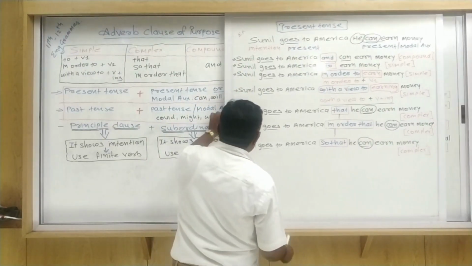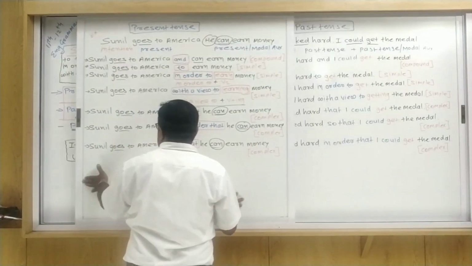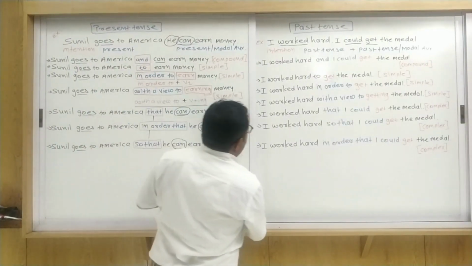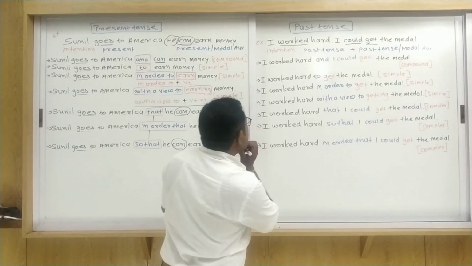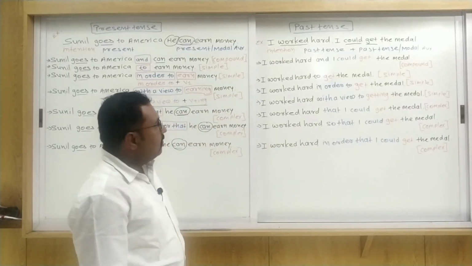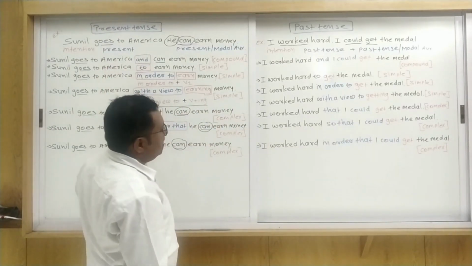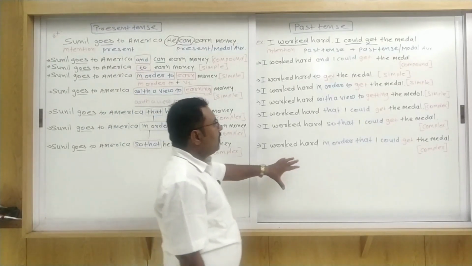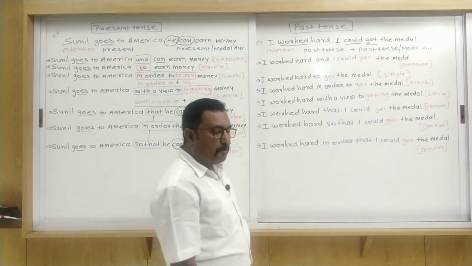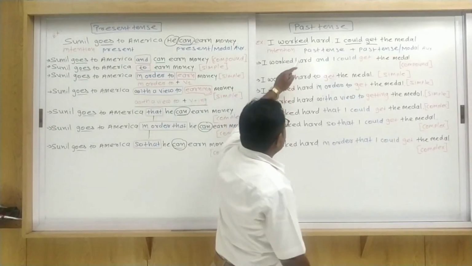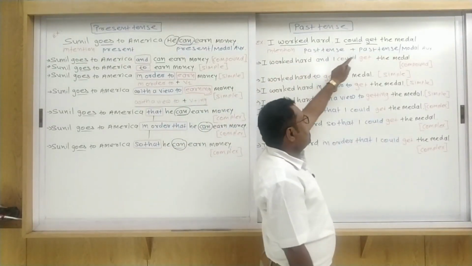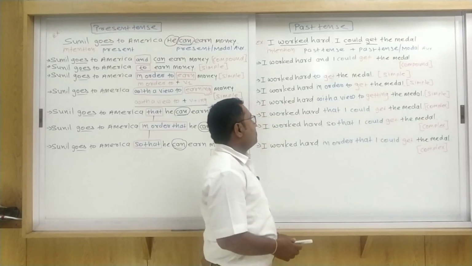So all these sentences are about using present tense. Okay. Now see the past tense. Present tense is given here. Now what about the past tense? Suppose the first sentence is about past tense. So it is necessary to use past tense.